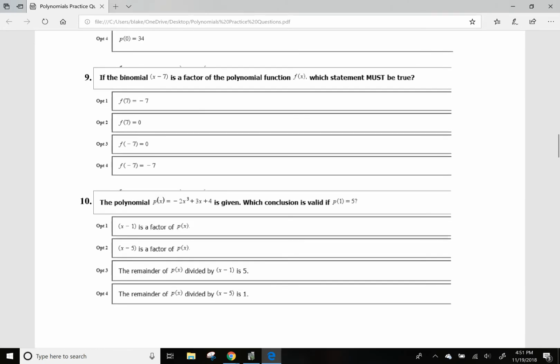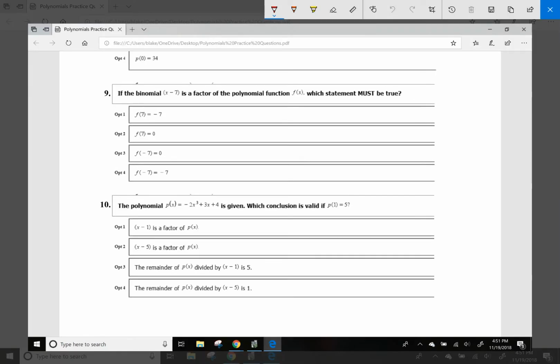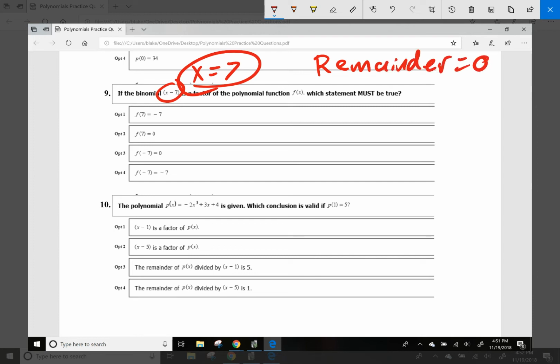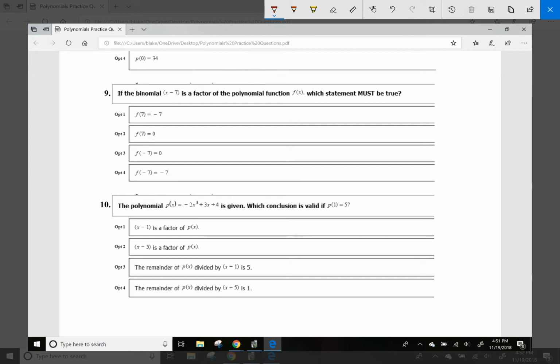So number 9, I think, refers to that as well. If the binomial x minus 7 is a factor, so remember, x minus 7 means that x equals +7, is a factor, then which statement must be true? Now, if it's a factor, remember we talked about its remainder being equal to 0, which means its y value being equal to 0, because the remainder is the y value. So this tells me that option 2 is the answer here, because that says, hey, x is +7, and the y value or remainder must be 0. Okay. Number 10.